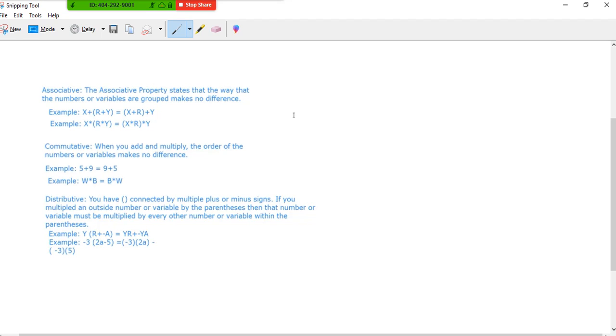Example 2: negative 3 times the quantity 2a minus 5 equals the quantity negative 3 times the quantity 2a, minus the quantity negative 3 times the quantity 5.